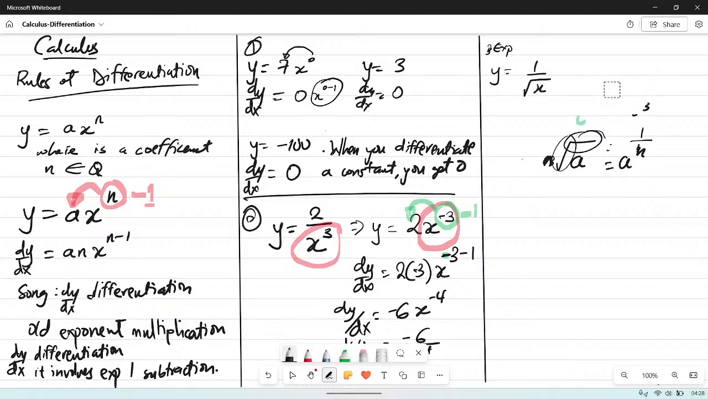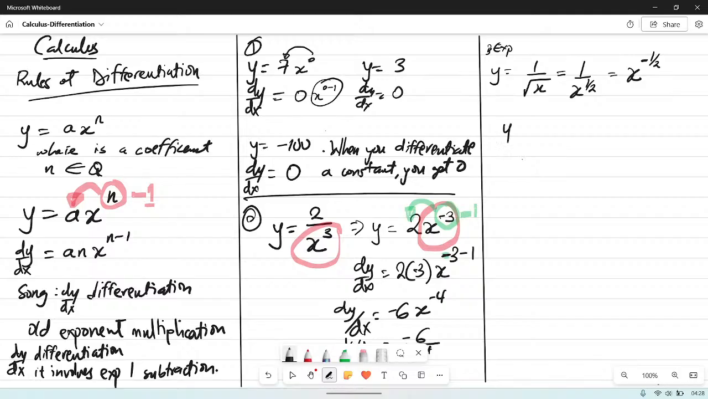So whenever you are doing something like this and you want to break it down with differentiation, you will write it as what? X raised to the power... let me break it down step by step. 1 over x raised to the power half. Now we want to send the exponent to the top, so it becomes x raised to the power negative half. Okay, so now we have y equals x raised to the power negative half.